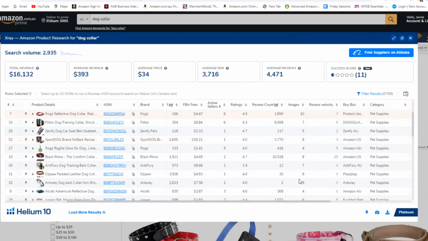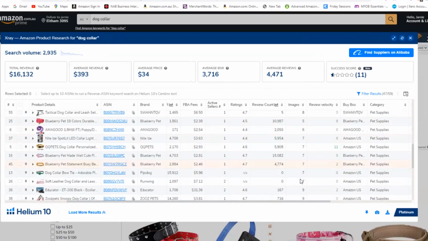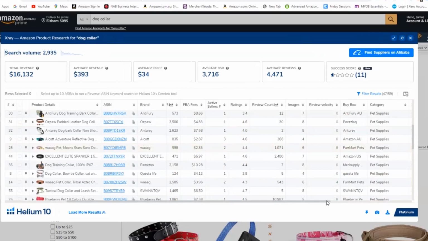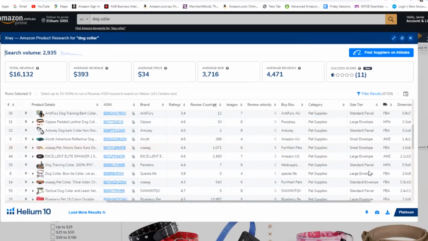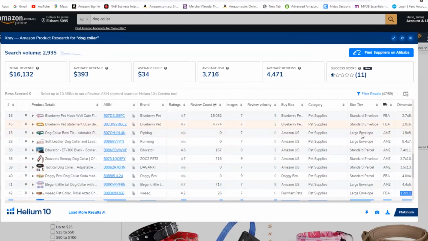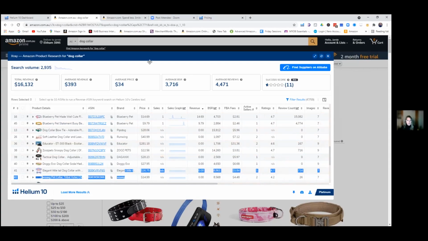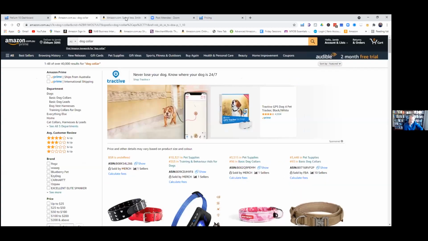So images, sometimes if they're not very good, though I tell you what, the level of listings has really improved in the last few years. Buy box, category, size, large standard, all that sort of stuff, really good information. And dimensions. So, you know, how much information can you get in one snapshot? It's a hell of a lot. It's really good. So, some good money to be made in that niche.